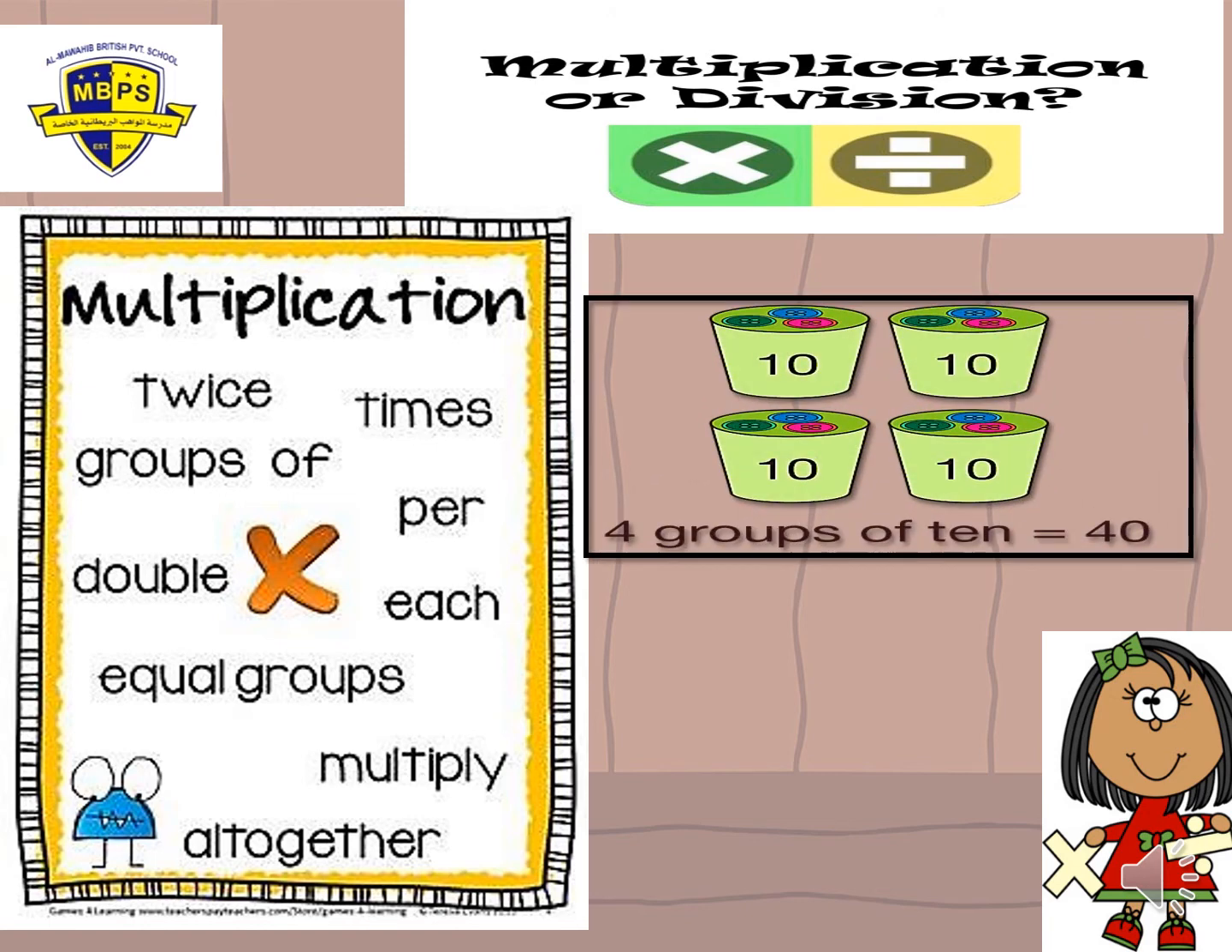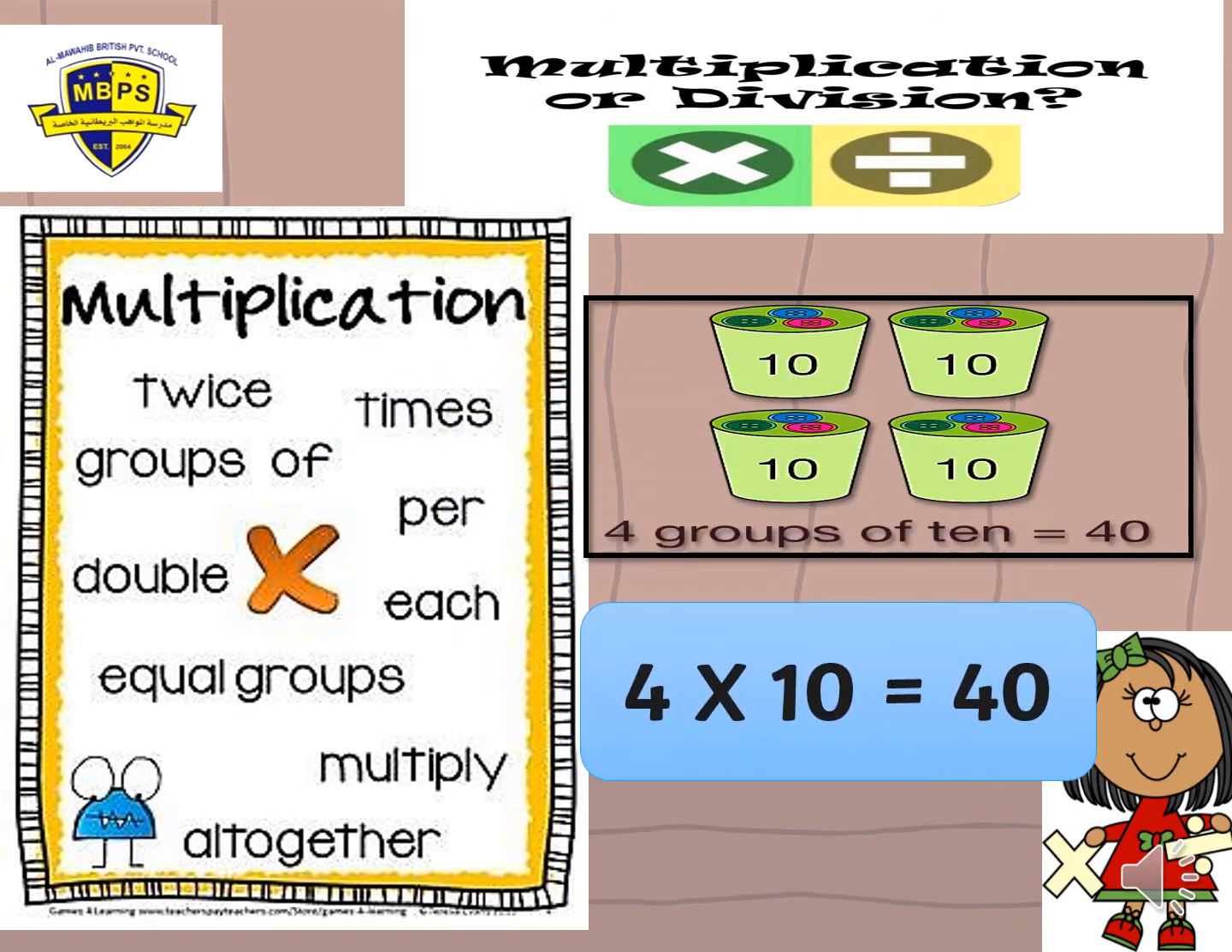I want you to look at this picture. We have here 4 groups of 10 equal how many all? 40. Now how can you write a multiplication sentence? I told you how we can write it. Can you help me to write it? Very good. I will write 4 times 10 equal 40.